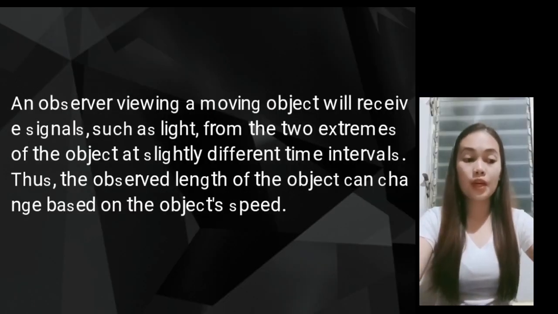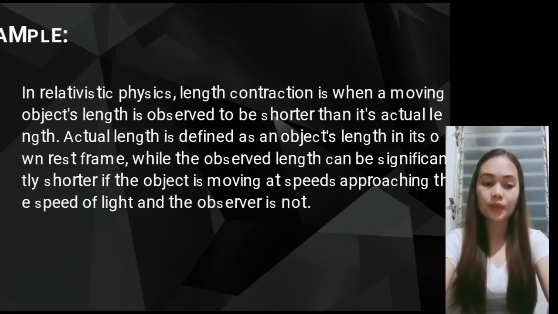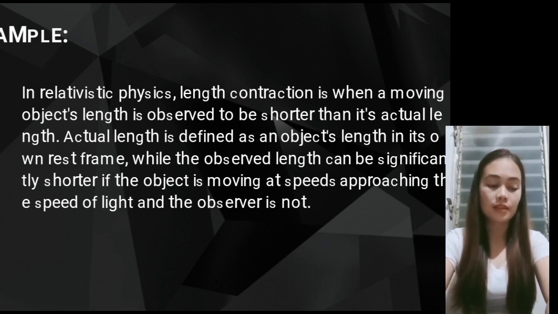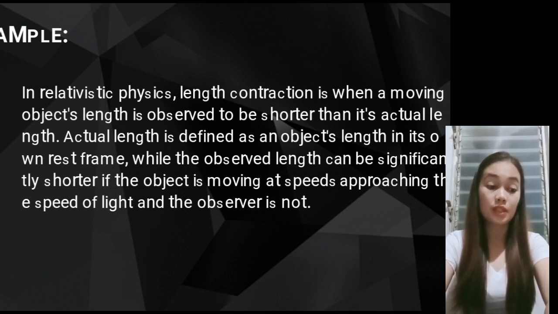So, an observer viewing a moving object will receive signals such as light from the two extremes of the object at slightly different time intervals. Thus, the observed length of the object can change based on the object's speed. So, for example, in relativistic physics, length contraction is when a moving object's length is observed to be shorter than its actual length. Actual length is defined as an object's length in its own rest frame, while the observed length can be significantly shorter if the object is moving at speeds approaching the speed of light and the observer is not.